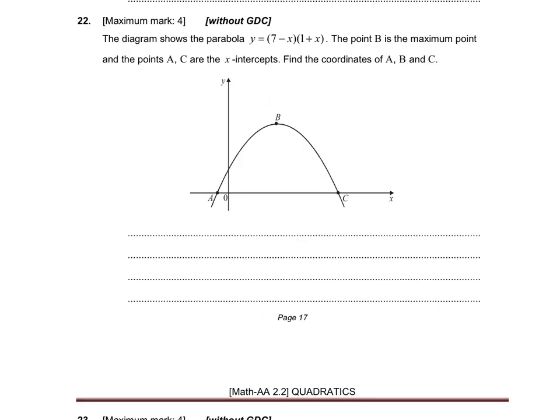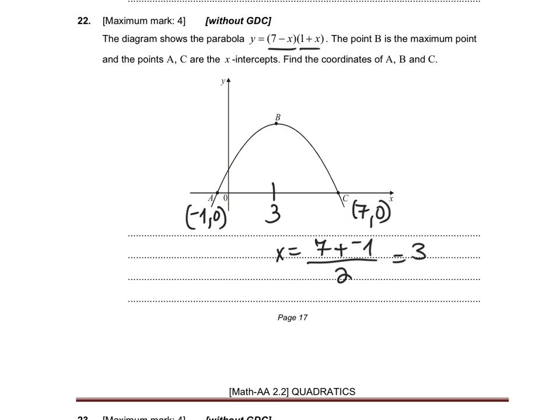22, the diagram shows this parabola. The point B is a max, and the points A, C are x-intercepts. Find all the coordinates of A, B, C. Okay, so first of all, A is going to be negative 1, 0, because we would set that equal to 0. Same thing here. We would set this equal to 0 and we'd get 7, 0. Then we need to find the middle of those two. So 7 plus negative 1 over 2 is 3. So this is the x-coordinate 3.